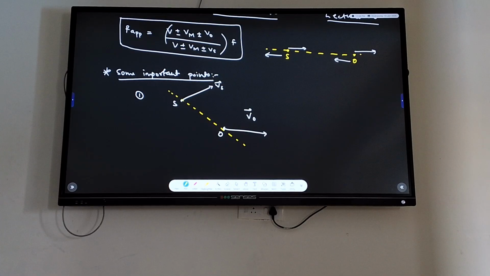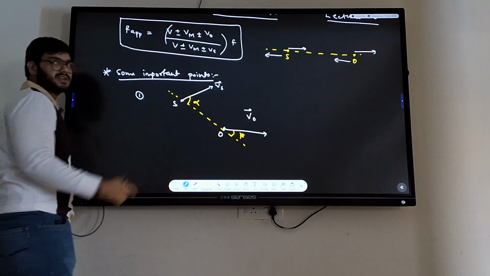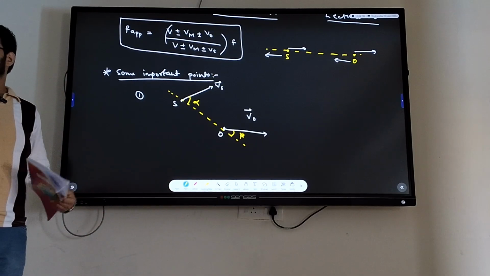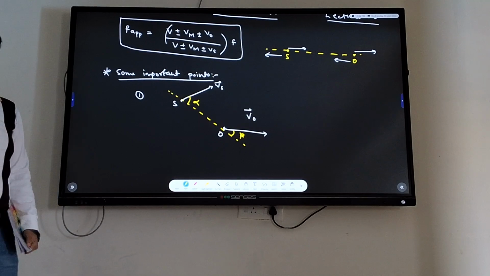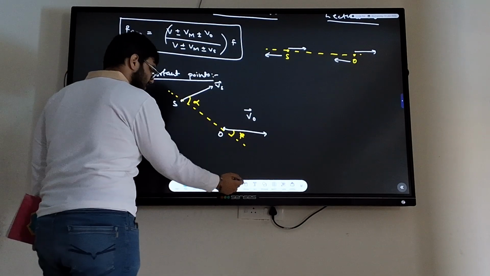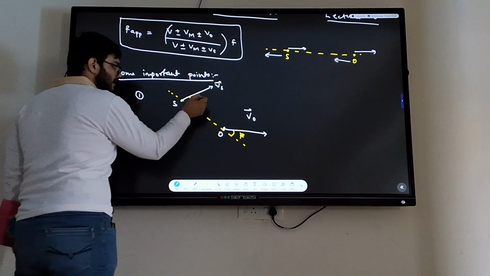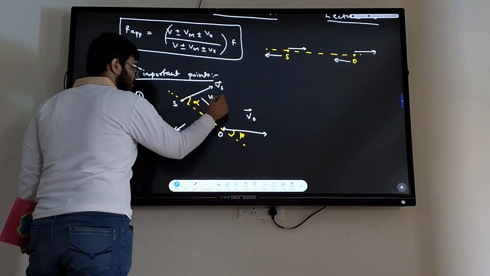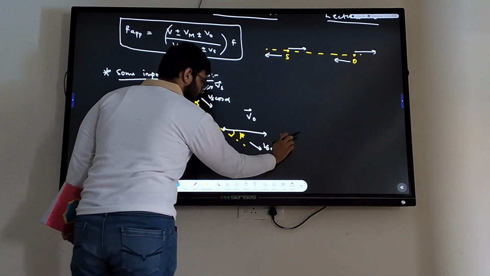Then what is the velocity that you care about? You care about that velocity component which is along the line joining the 2 points. Okay? Let's say this is angle alpha and this is angle beta. Then what velocity do we care about in this S? Vs cos alpha. What about this one? Vo cos beta. So if I take the component along this, that will be Vs cos alpha, and the component along this is Vo cos beta.